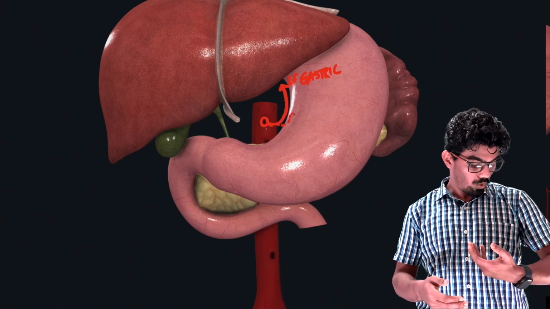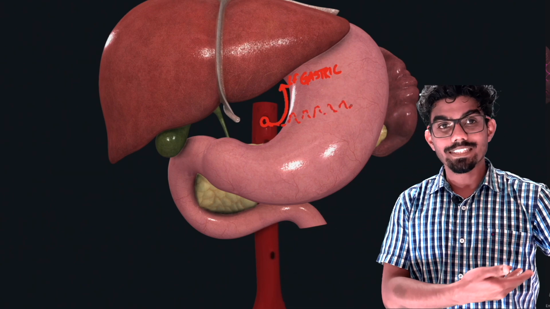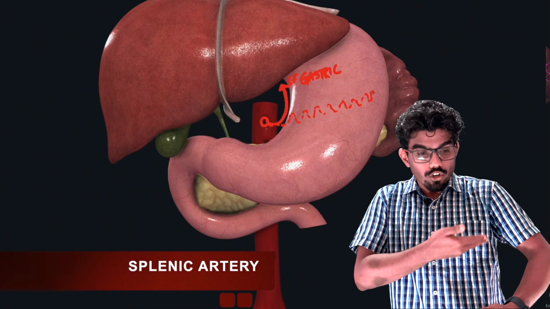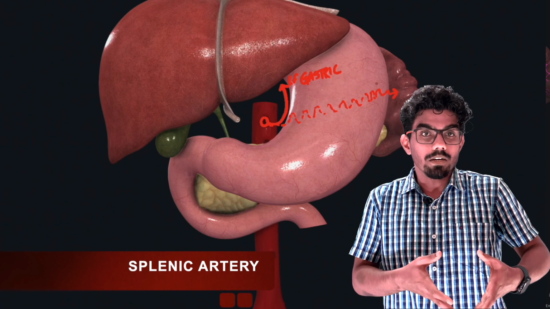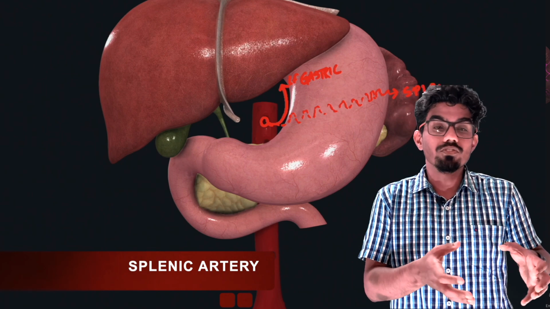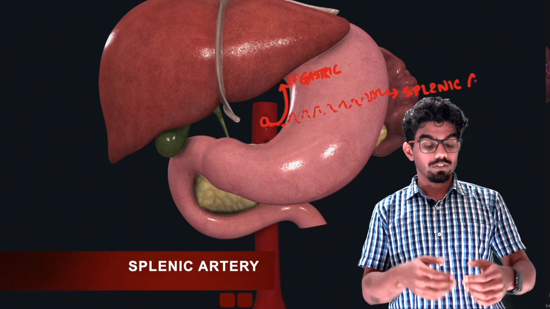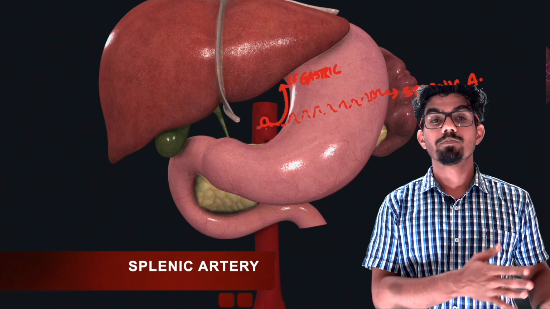Another branch goes posterior to the stomach towards the spleen region, and this branch is tortuous to accommodate the distension of the stomach and also the filling of the spleen with the venous blood. So this branch is called the splenic artery.